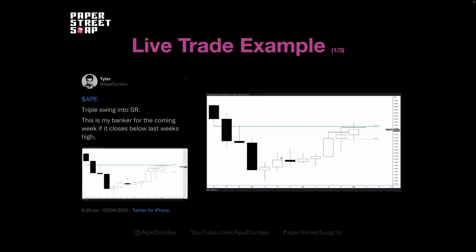Live trade example. Here was the trade I took about 3 weeks ago, the 7th of the 8th. Triple swing into SR. This was on ApeCoin, Bored Ape Yacht Club's coin. Triple swing into SR. This is my banker for the coming week if it closes below last week's high.